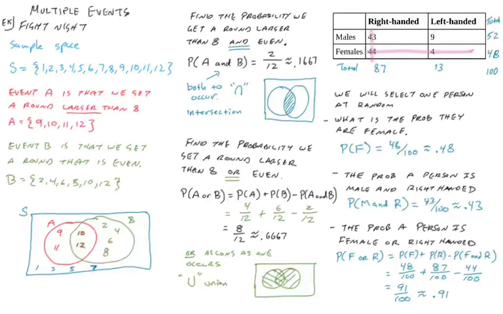Now, don't get too caught up on the formulas. We could actually just see these by drawing the lines that we're doing right-handed females, and we could see that overlap happening there.